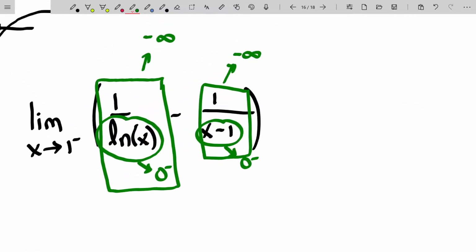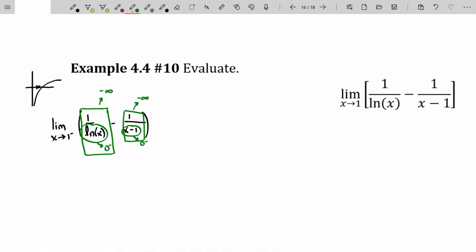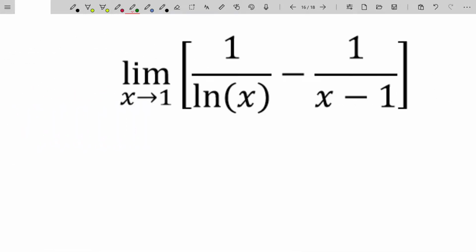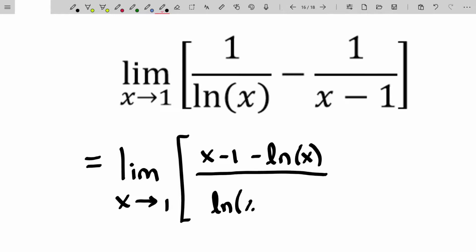The best way to deal with it is to use algebra, which is exactly why I said at the beginning, before doing calculus, maybe we should do algebra. I will actually do my algebra on the original limit because maybe something magical happens there instead of me having to split this. So that's the limit as x approaches 1 of x minus 1 minus the natural log of x, all over the natural log of x times x minus 1.